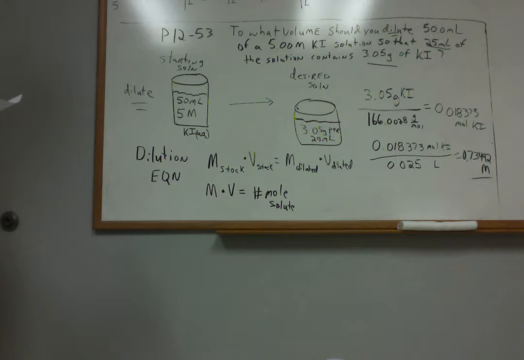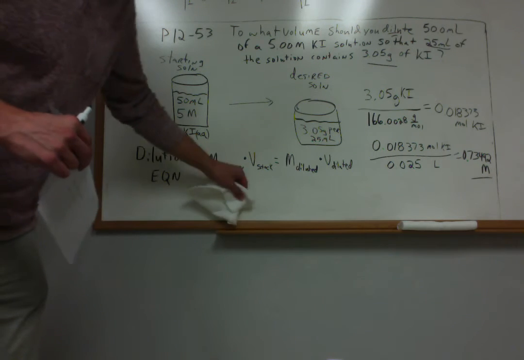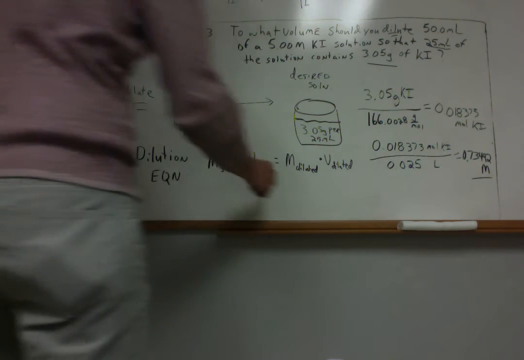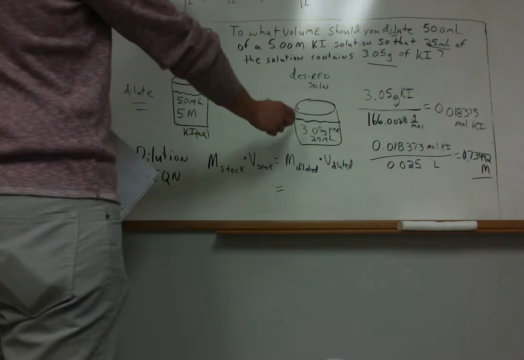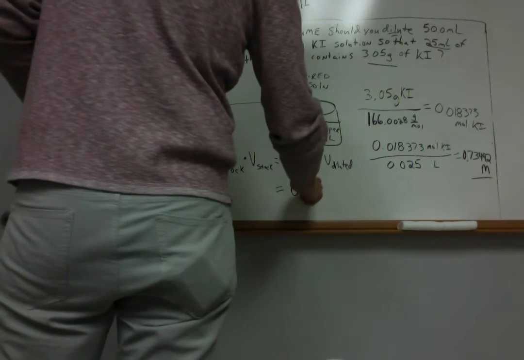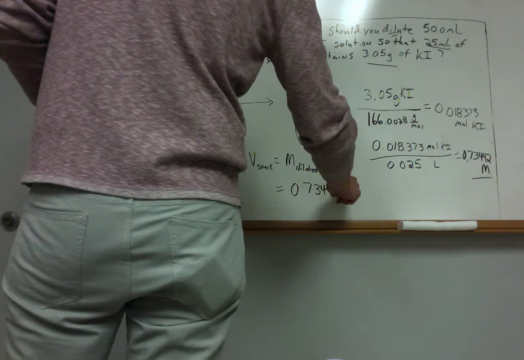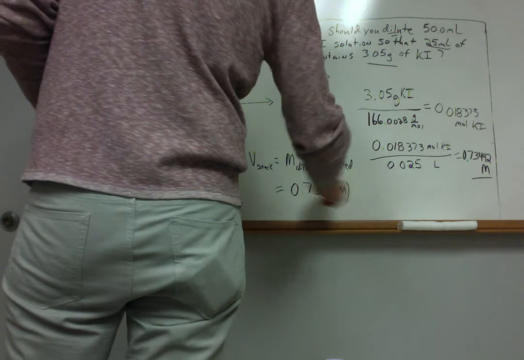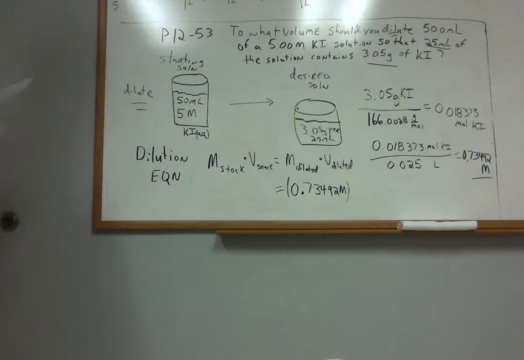Well, it seems to make sense that maybe we'll come back to this dilution equation, okay? The one that's right here. And I'm going to erase what I wrote below it, just because it's kind of in the way right now. I now know that the molarity of the solution that I want is 0.73492 moles per liter, or molar. Right? Everybody see that? Because we computed it before.